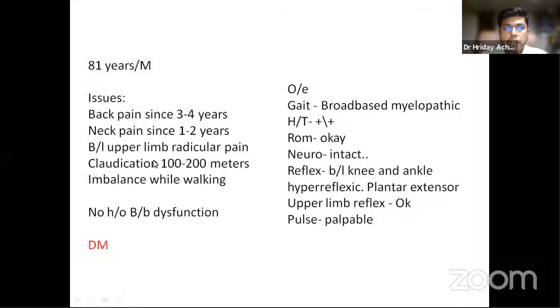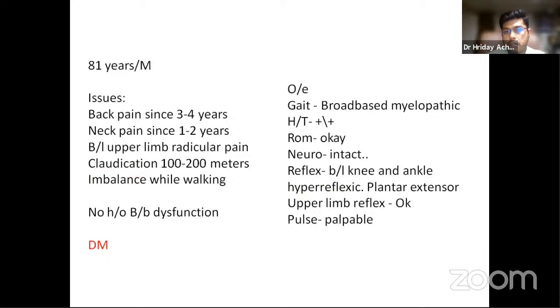So, an 81-year-old male patient presented to us in March this year. He had complaints of low back pain since 3 or 4 years, neck pain since the last 1 to 2 years, bilateral upper limb radicular pain, and had symptoms of claudication at 100 to 200 meters and imbalance while walking. There was no bowel bladder disturbance. He had diabetes mellitus.